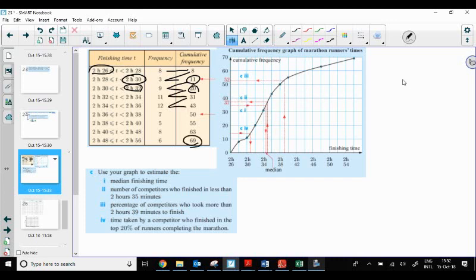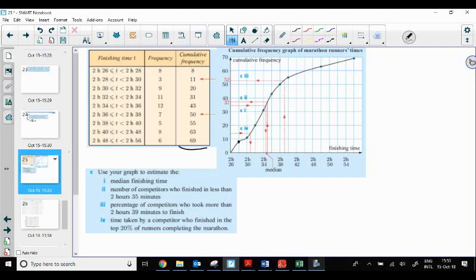This number down here tells me that there are 69 competitors in total, which is exactly what you'd get if you were to add up all of those. This graph over here at the right, you see a number of points on it. Each point represents one of that column's data points.